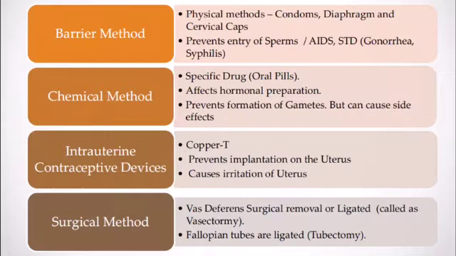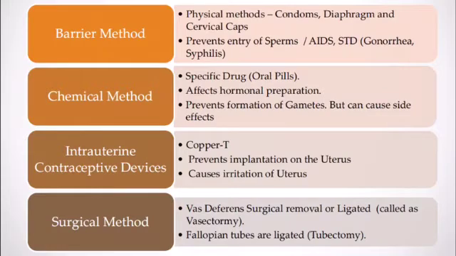The chemical method involves the use of specific drugs like oral pills, which affect hormonal preparation. It prevents formation of gametes but can cause side effects. It may be in the form of tablets, jellies, creams, and spermicides, which are some common chemicals used by females. These are placed in the vagina, and these chemicals adhere to the mucous membrane and immobilize and kill the sperms.